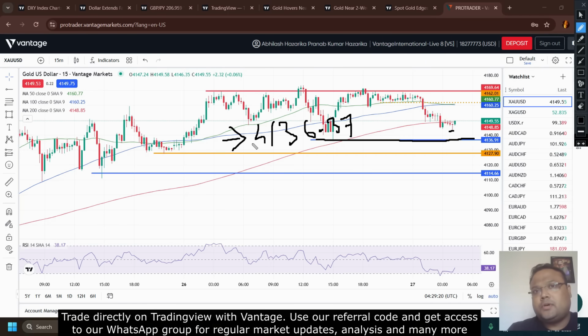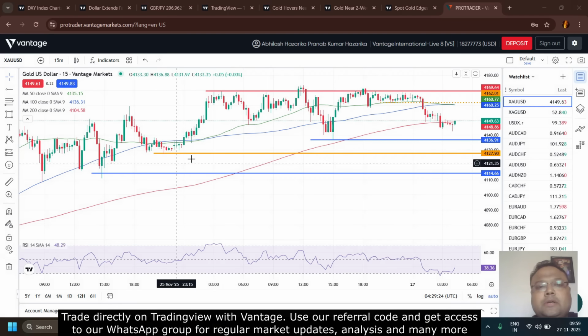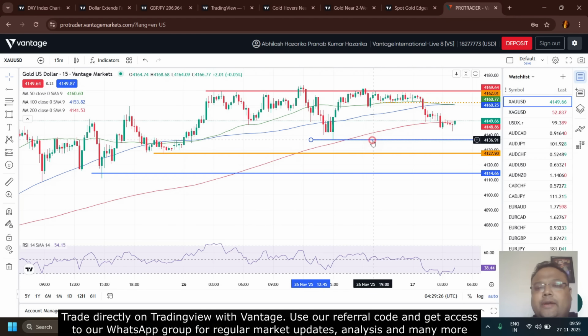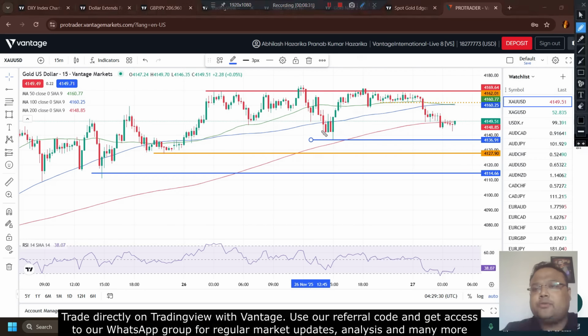But in case it works, as a day trader, you can look for a buy position. How much can you expect? 100 pips. But as I said, there's a high chance it will fail. If it fails, you can look at the second support around 4127, 4128.